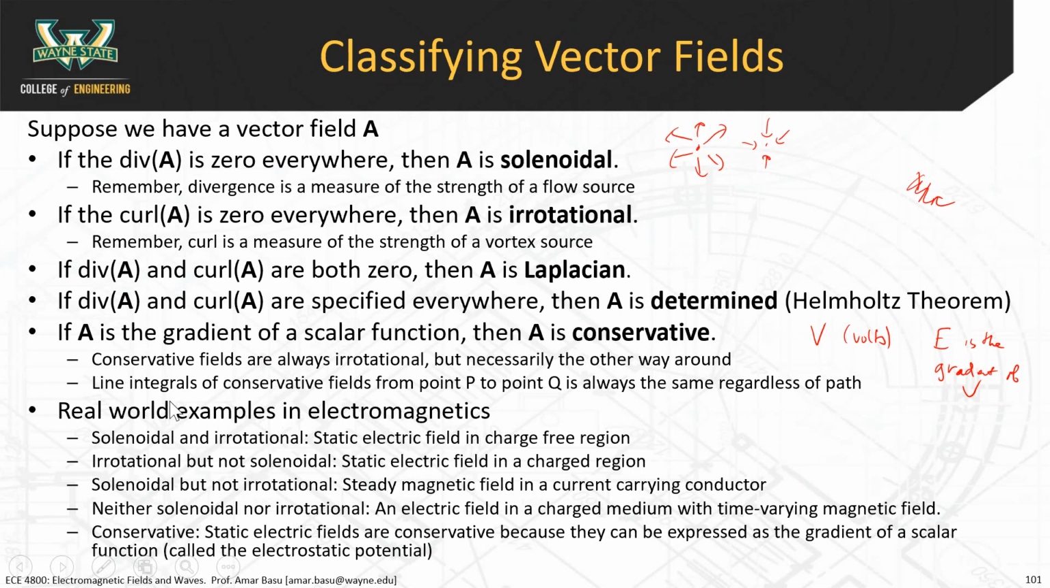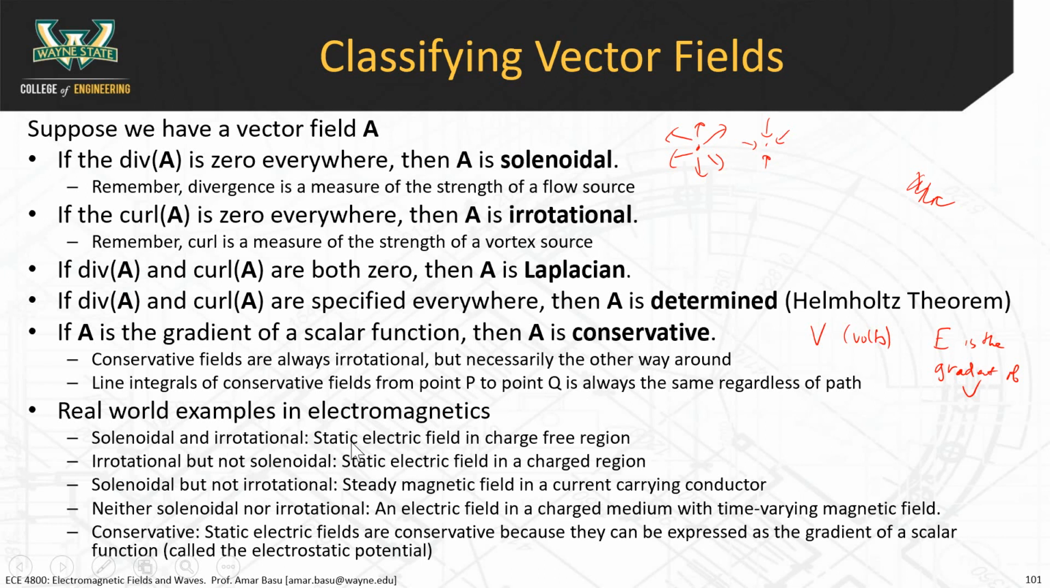The line integral of a conservative field from point P to Q is always the same regardless of path. I'm not going to focus on this right now. This will become a lot more clear when we start talking about scalar potential. But I just want to mention that electric fields are considered conservative fields because they are the gradient of a scalar function V.